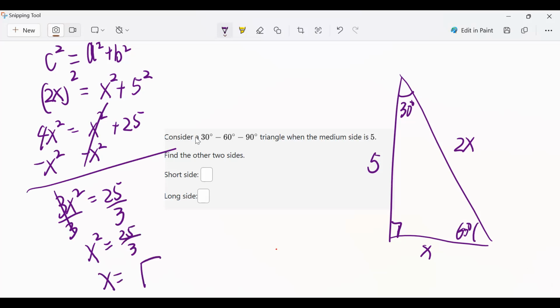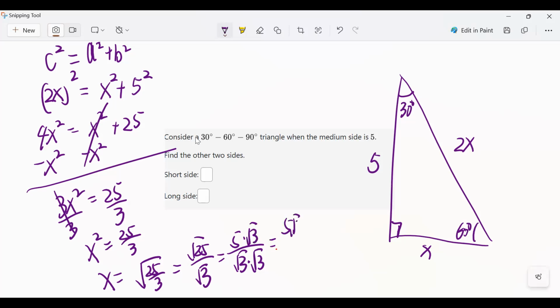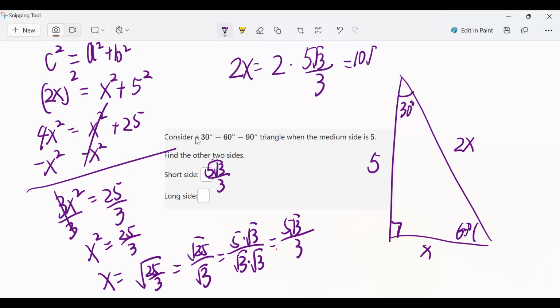x equals the square root of 25 over 3. So we get the square root of 25 over the square root of 3. That is 5 over radical 3. I'm going to rationalize this by multiplying by radical 3. So this is 5 radical 3 over 3. So this is the short side, right? Short side is 5 radical 3 over 3. And the long side will be twice as much. So 2x equals 2 times 5 radical 3 over 3, which is 10 radical 3 over 3.